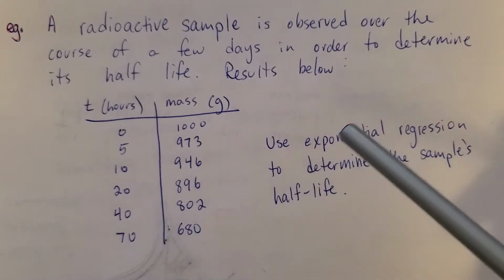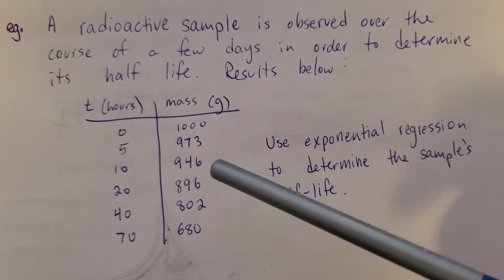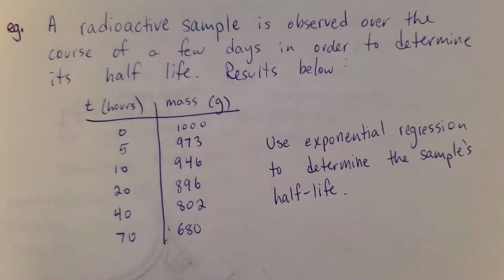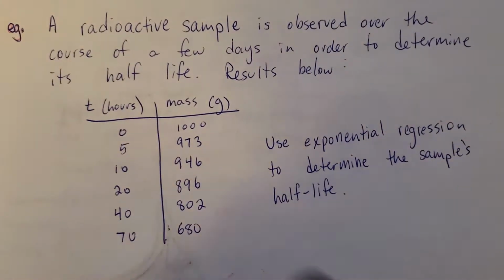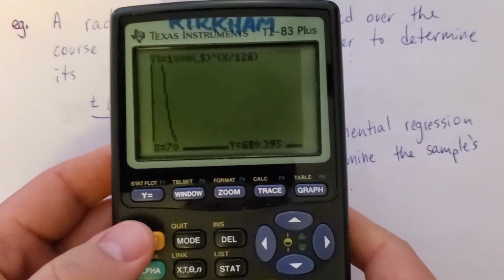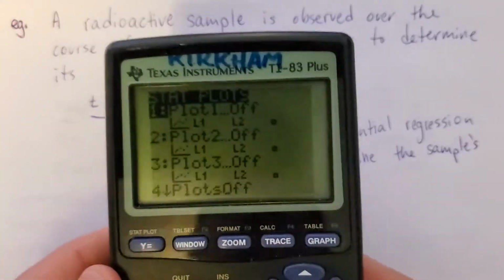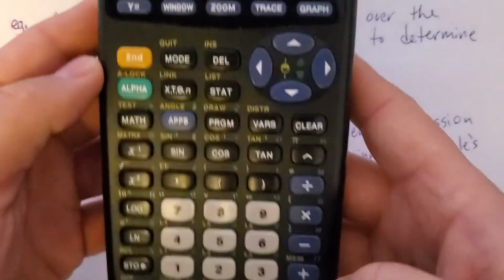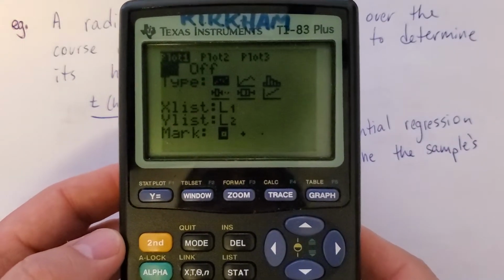Okay, we're going to use regression. We're going to be able to find out the sample's half-life based on these numbers. Okay, so to do regression, let's go through these steps again. I want to make sure my stat plot is on. It is not. So again, second function, y equals, and then it takes you here, hit enter, now it's on.